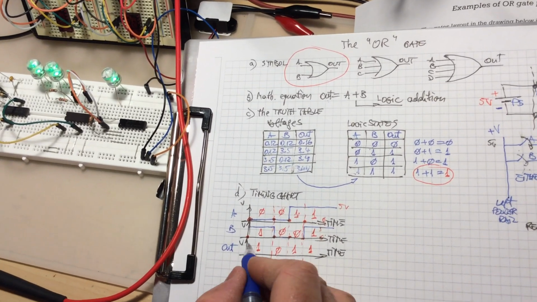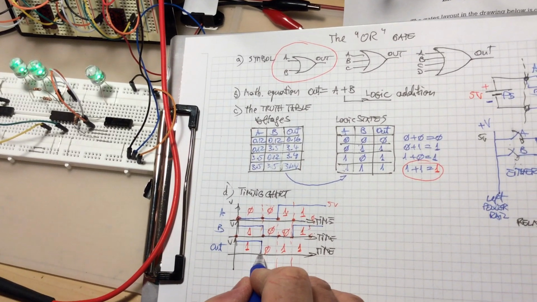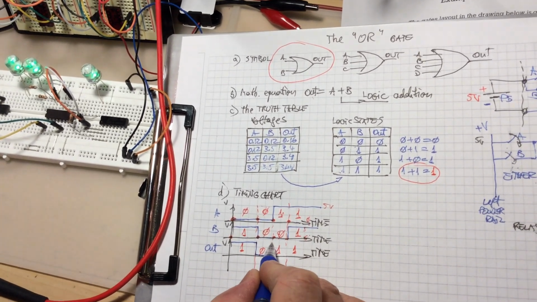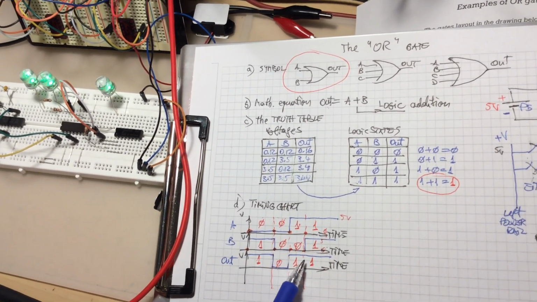when it is a value 1, I draw a line up because this is the line for 5 volts. When it is 0, I put it down. Here it goes up again. So that's how the output responds when the inputs are moving like that.